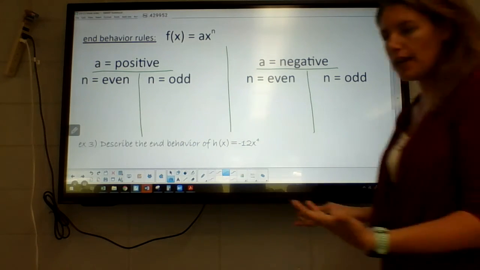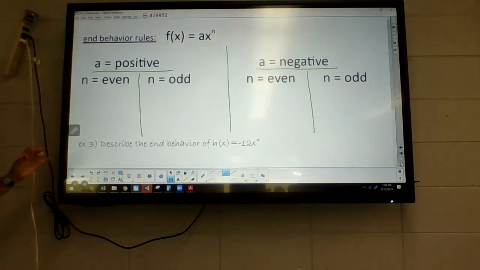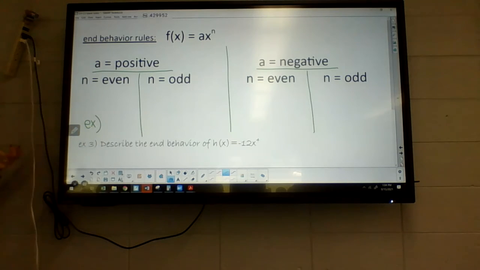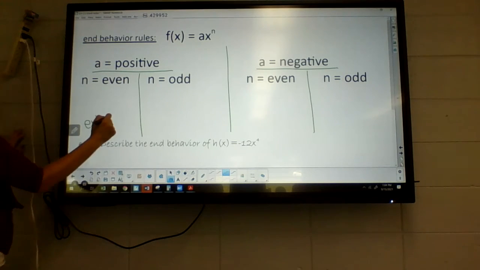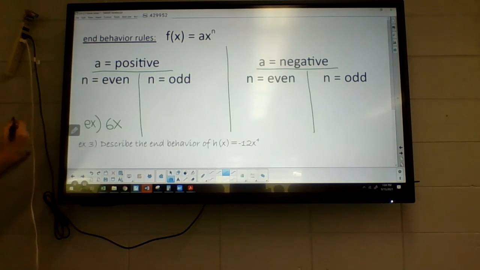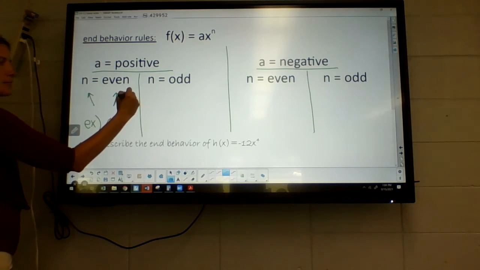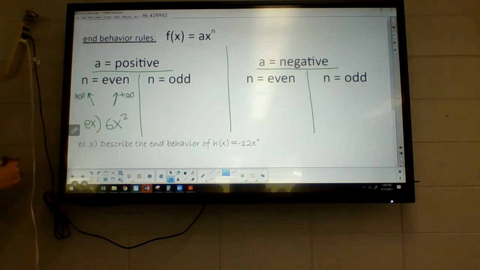The end behavior depends on the number in front of the x and also the exponent. I'll show you a little example. If I have a positive number, like 6, so 6x, and an even exponent, like to the second power, the ends of the graph are both going to go to positive infinity, the left and the right side. So the graph is going to end up like this. They're both going to be positive infinity, so the limits on those sides would both be positive infinity.